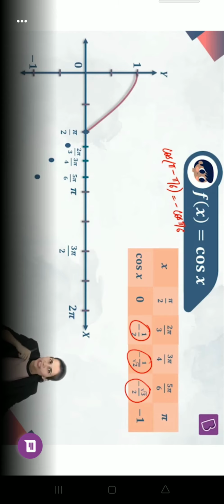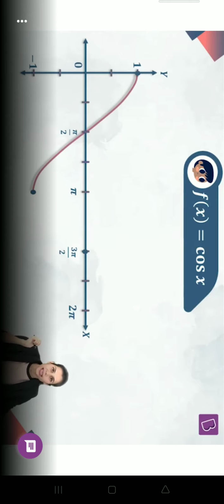And hence I have the graph of the cosine function in the complete interval 0 to 2 pi, but I still am curious to know the behavior of the cosine function for angles greater than 2 pi as well as less than 0. So let's see.